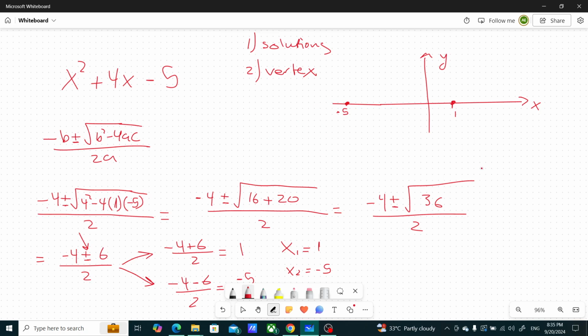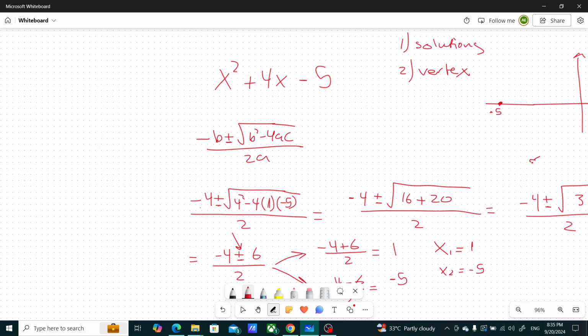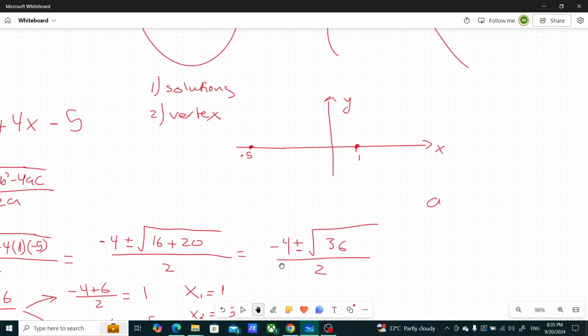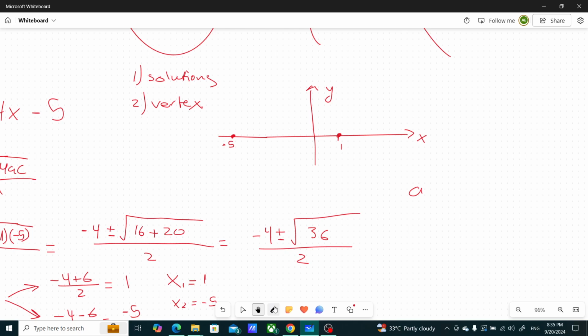So I know that my a is positive 1, so I know that I'm going to open upwards, and my two intercepts are here.